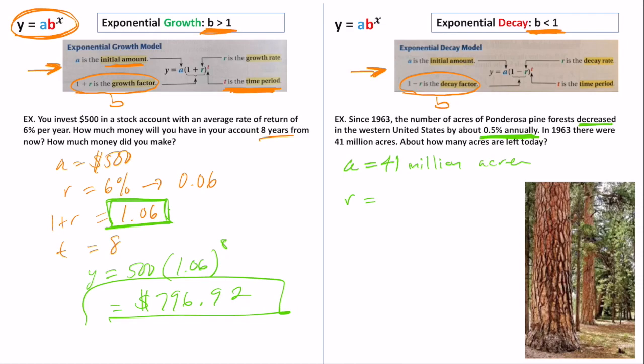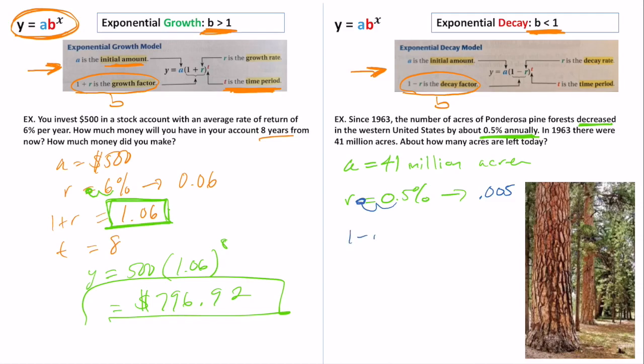Now R is 0.5%. Remember, when we did it over here, 6% became 0.06. When you're taking percents, you're just moving the decimal place to the left 2 places. If we took 6 and moved it to the left 2 places, we get 0.06. So all we have to do here is move it to the left 2 places, and you're going to end up with 0.005.